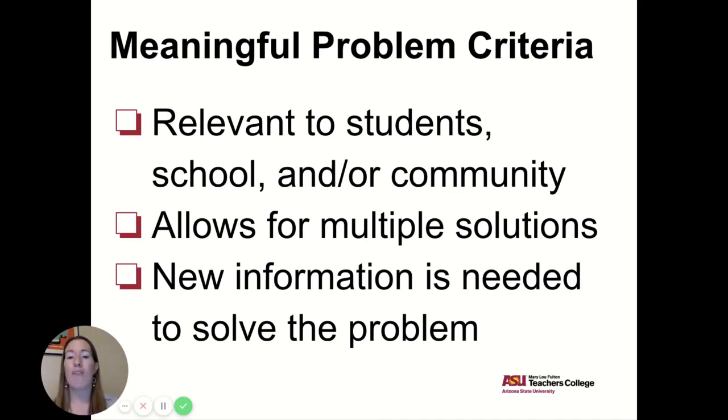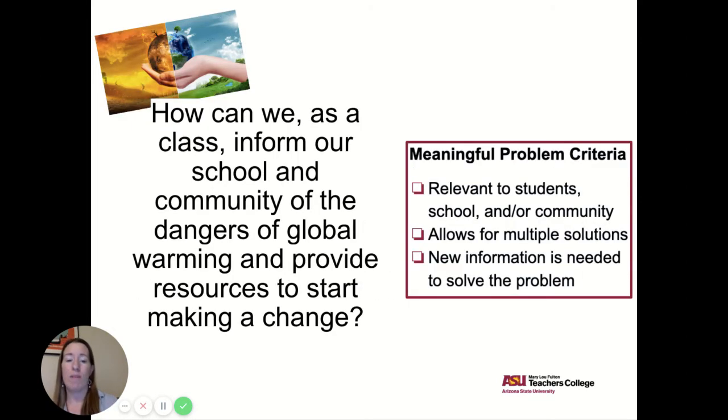Students have to go out, they have to do inquiry, they have to seek new information or go through a series of experiments, something that allows them to do the new learning themselves, to do the thinking themselves. And once they've gathered that new information, then they can solve the problem. All right, so these are our three criteria for a meaningful problem.